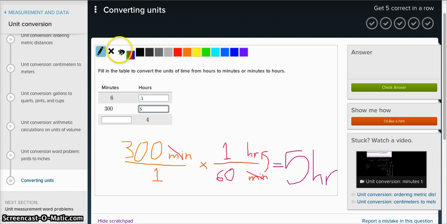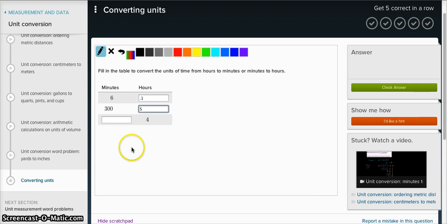Now if I want to go the other way around, I'm going to start with 4 hours over 1. It's the same process. The only difference is here, now when I'm multiplying this by 1, because if I multiply it by 1 it will still equal 4 hours.